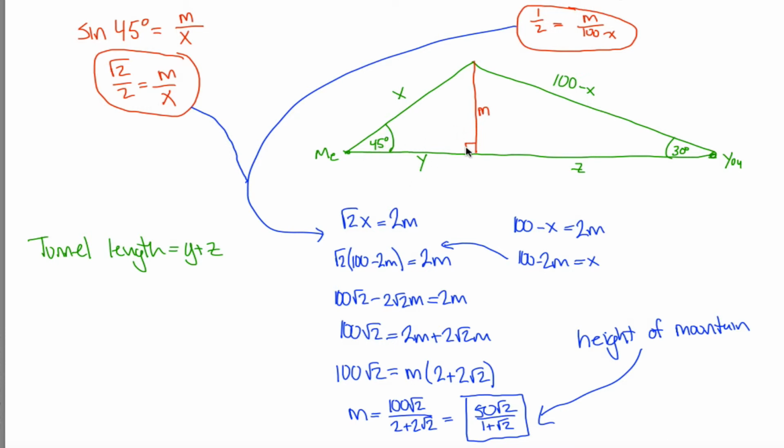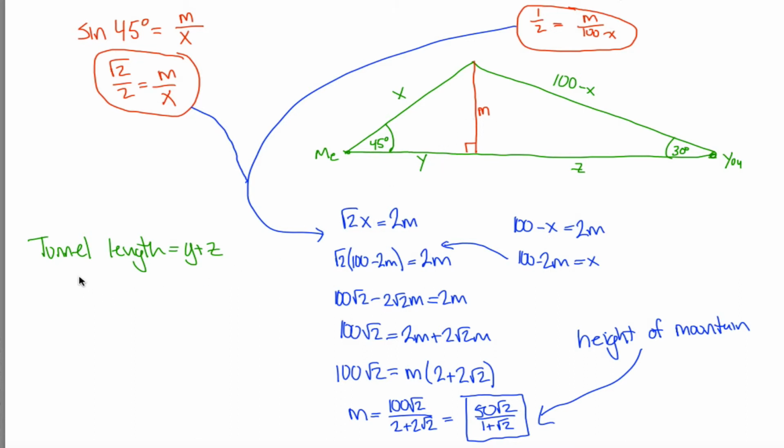Well, if this is 45 degrees and this is 90 degrees, this is 45 degrees. And if I have an isosceles triangle, meaning two of the three angles are the same, then the lengths of those two legs are also the same. So y is equal to m.